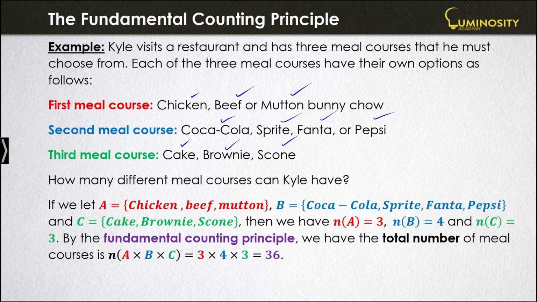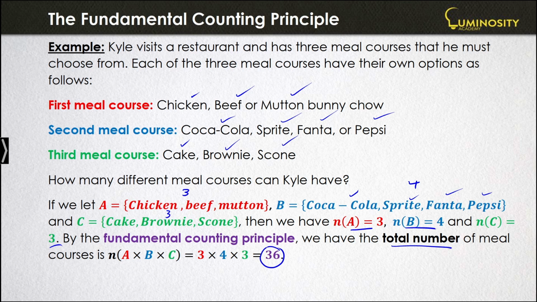Well, if you let A be the event of the first meal course, there are 3 options here: chicken, beef, or mutton bunny chow. For B, there are 4 options of cool drink to choose from. And in C, for the dessert, there are 3 options to choose from. So there we have those listed. So by the fundamental counting principle, Kyle has a total of 3 times 4 times 3, which is 36 different meals that he could choose from in that single night.